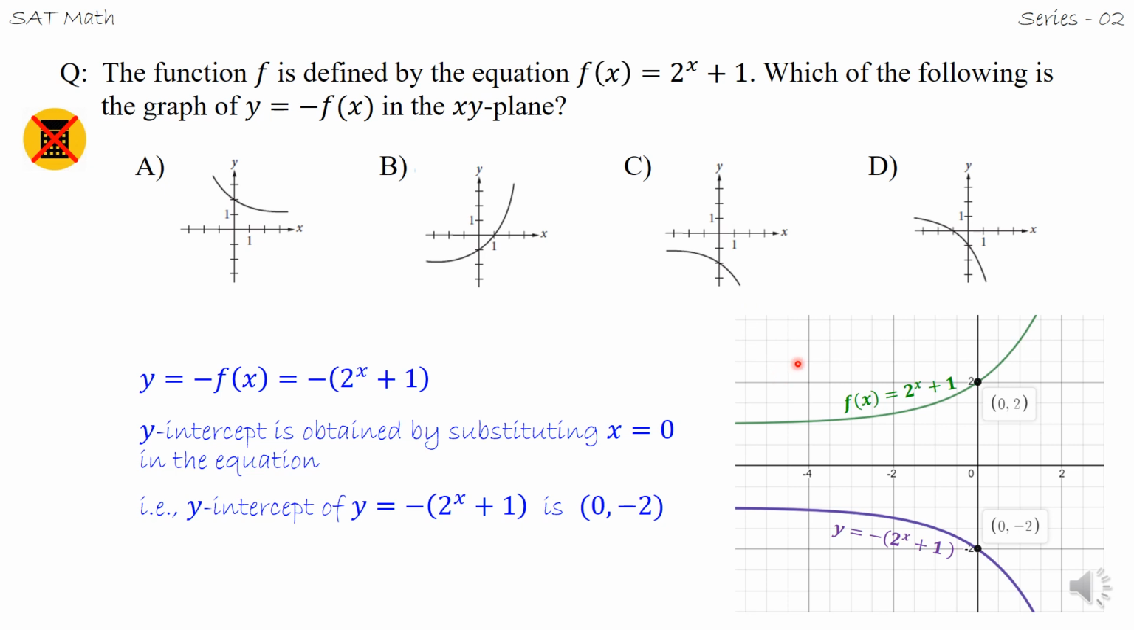These two graphs, f of x and y, are already shown here. So here the y-intercept should be 0, minus 2. So option C is the right answer.